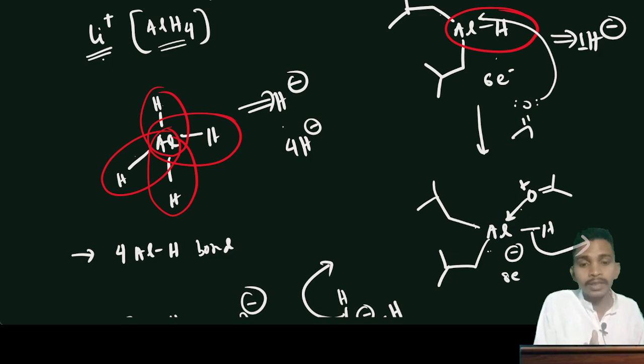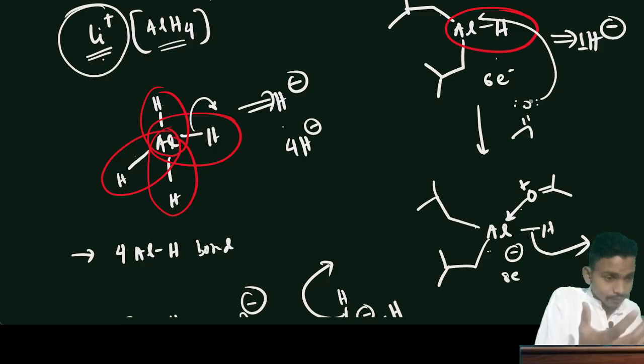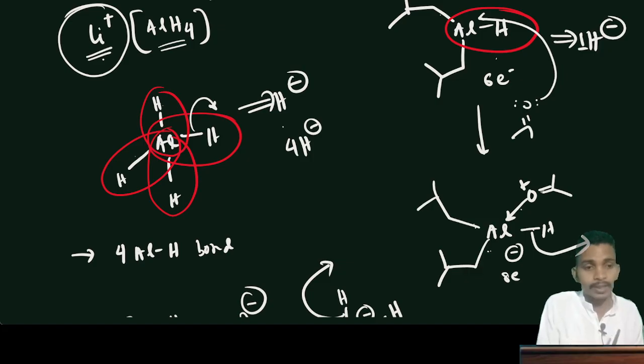Unlike here, there is no need to act as a Lewis acid, because this Li plus is already a Lewis acid, and this is already octet completed. So this is ready to donate the hydrogen atoms. But in this case, first it will act as a Lewis acid. After that, when the octet is completed, only then is it ready to share this hydrogen atom. So this is the basic difference between lithium aluminum hydride and DIBAL-H.